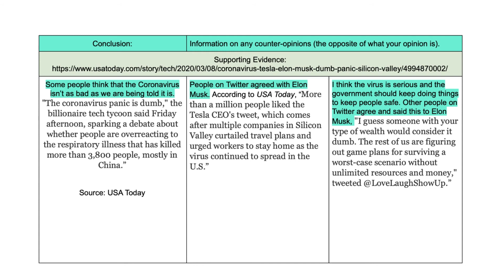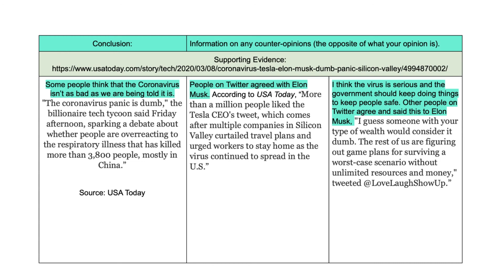And here's the evidence. According to USA Today, more than 1 million people liked the Tesla CEO's tweet, which comes after multiple companies in Silicon Valley curtailed travel plans and urged workers to stay home as the virus continues to spread in the United States. So people liked his tweet, again, that they agreed with him, they think it might be stupid, and that came after travel bans were imposed out in California.